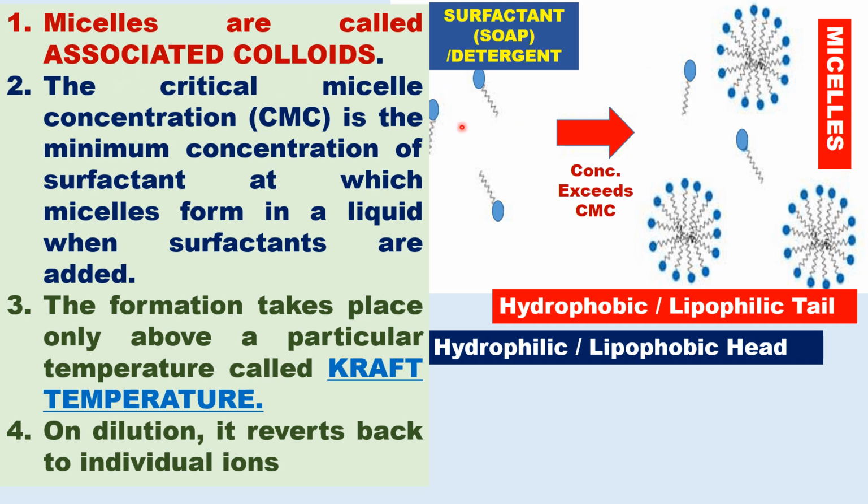Now, what are surfactants? Surfactants are nothing but soap or detergent. What are soaps? Soaps are sodium or potassium salts of long chain fatty acids. See here, this is the long chain fatty acid and this is the acid group.